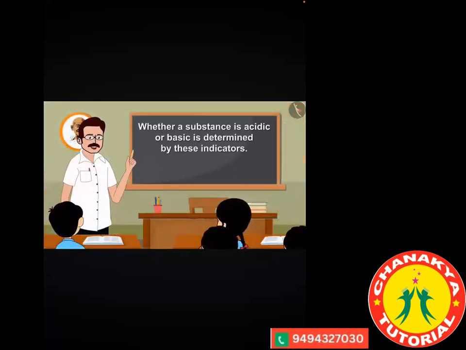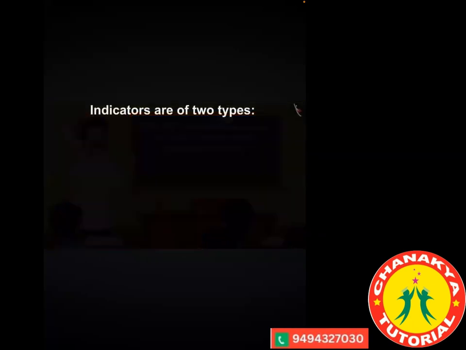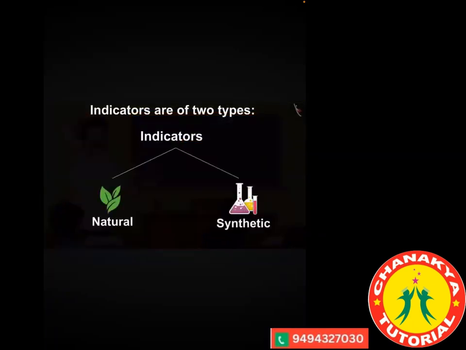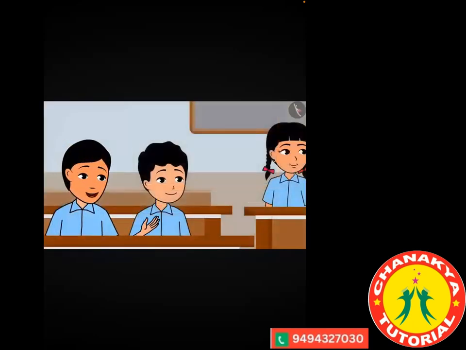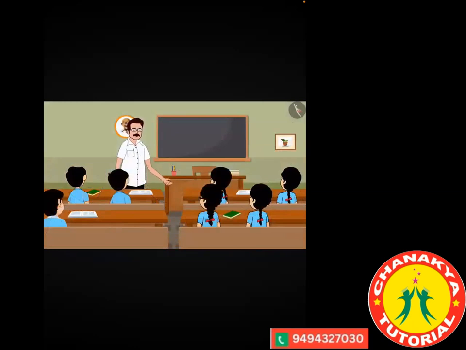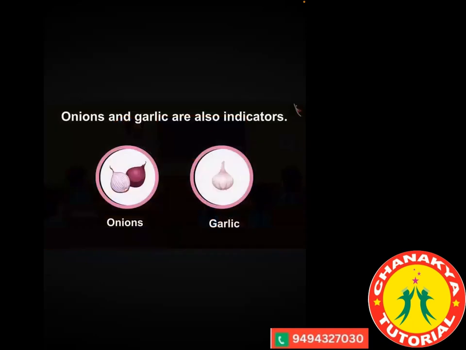Whether a substance is acidic or basic is determined by these indicators. Indicators are of two types, natural and synthetic. Synthetic indicators are prepared by humans in the lab. Sir, I am also surprised how these can be indicators. Not only these, there are many things that can be used as indicators. You will be surprised to know that onions and garlic are also indicators.